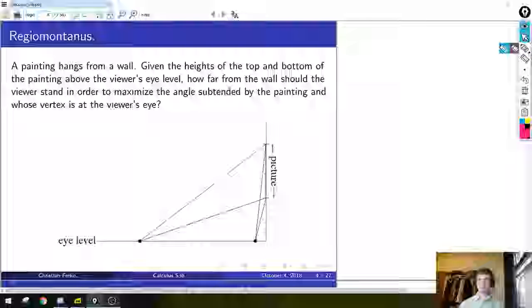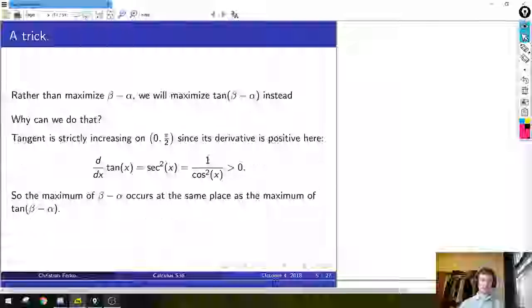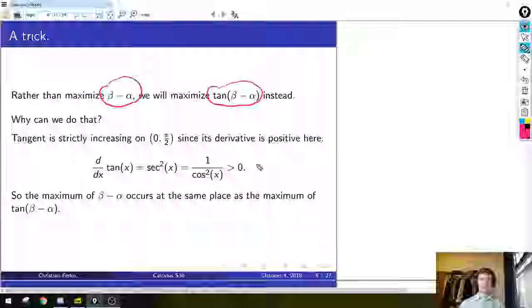Here's the trick I would like to argue, which makes life easier for us. I claim the following. Rather than maximize this quantity, beta minus alpha, we can just maximize the tangent of beta minus alpha. You say, why would you want to do that? You want to maximize the angle, not the tangent of the angle. Well, the reason is this. Tangent is strictly increasing for this reasonable place where it doesn't blow up its argument, say 0 to pi over 2. Why is it strictly increasing? Well, we know how to check if something's increasing. You take the derivative of tangent, as you told me I think 2 times ago, is secant squared, which is 1 over cosine squared.